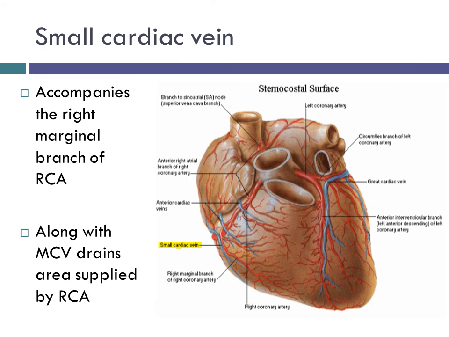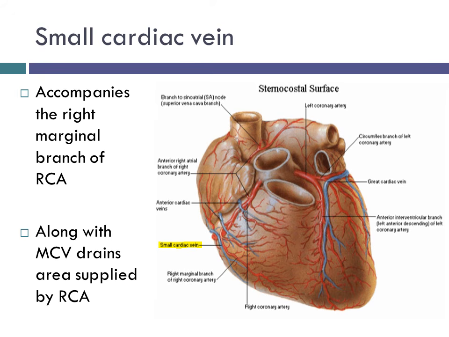Now the small cardiac vein present on the sternocostal surface is again a tributary of the coronary sinus, and it follows the right marginal branch of the right coronary artery. And you know that the right marginal branch runs along the right border of the heart. Now this small cardiac vein, along with the middle cardiac vein, drains the area supplied by the right coronary artery.